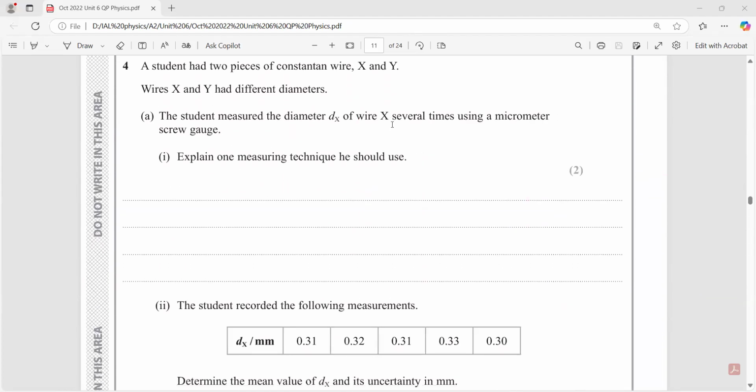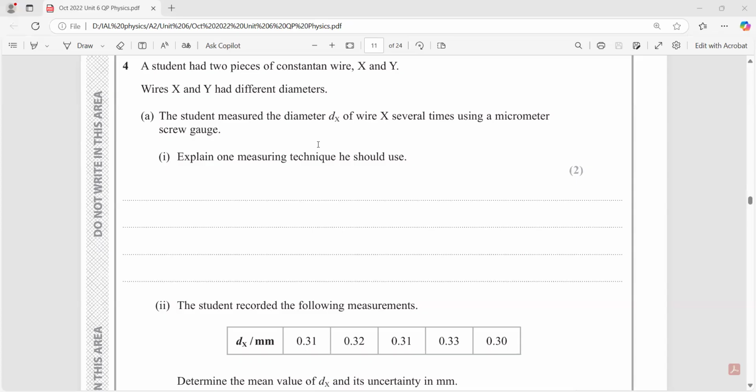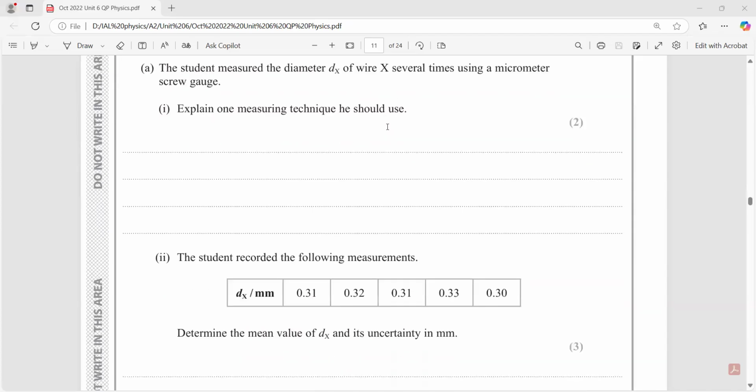The next question: a student had two pieces of constantan, which is an alloy, X and Y. X and Y have different diameters. The student measures the diameter of X several times using a micrometer. Name one measuring technique he should use. Whenever you are using a micrometer, you should first check for zero error to avoid a systematic error. And then you should take measurements with different orientations and take an average to reduce the effect of random error.